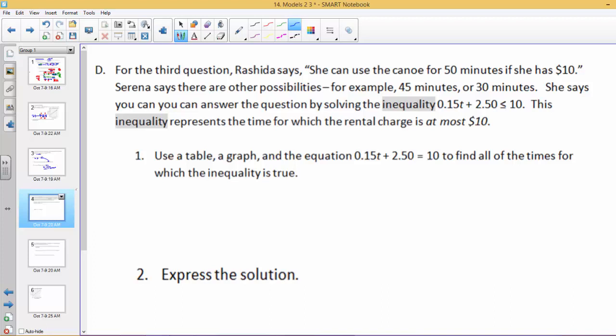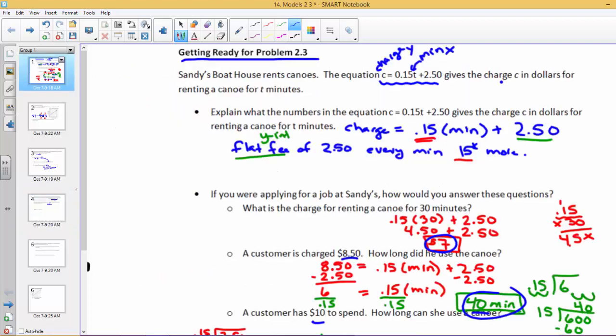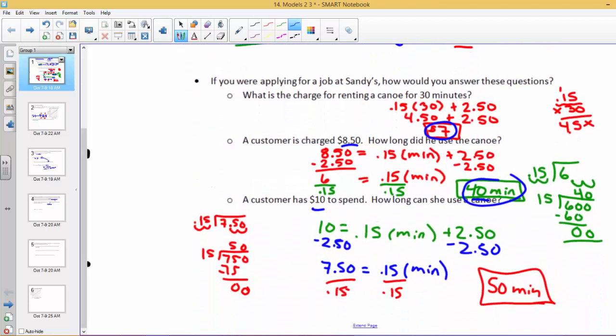So in number 1, it says to find all of the times where this inequality is true. So this is an inequality right here because it has that Pac-Man. So I think that this inequality should also be right here. We've already solved this, and we got that the time is less than or equal to 50 minutes because the $10 being 50 minutes was way back here. $10 at the bottom. $10, 50 minutes. So we have solved this.